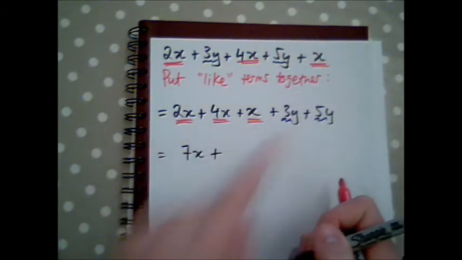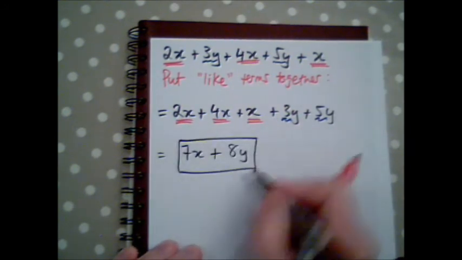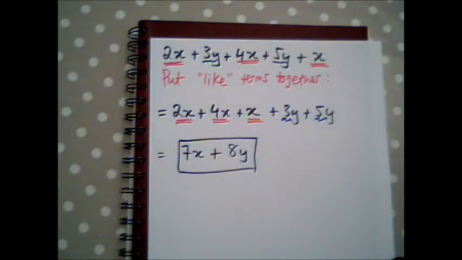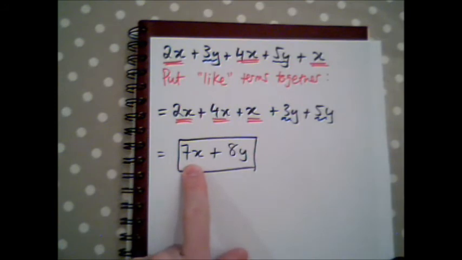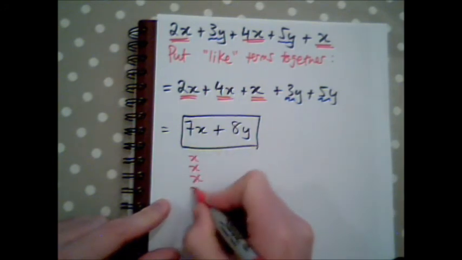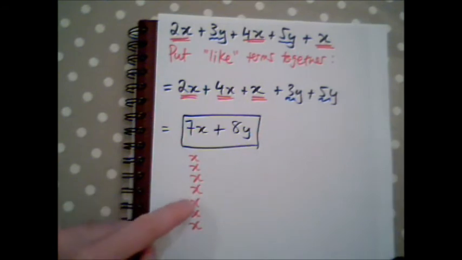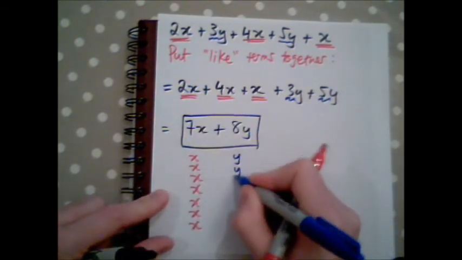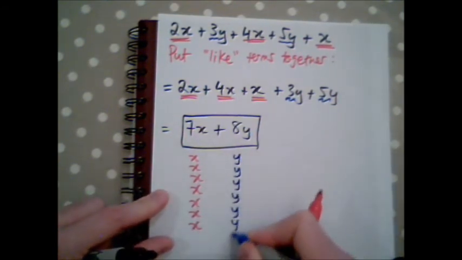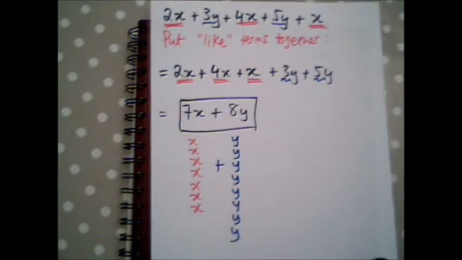3 y's and 5 y's together make 8 y's. And there's nothing I can do with that. You can't put the two of them together. Alright, this is 7 x's, this is 8 y's. So what we have here is x, x, x, x, x, x, x. So 1, 2, 3, 4, 5, 6, 7. And 1, 2, 3, 4, 5, 6, 7, 8. And we're adding them all together. So we've got 15 things that we're adding together.